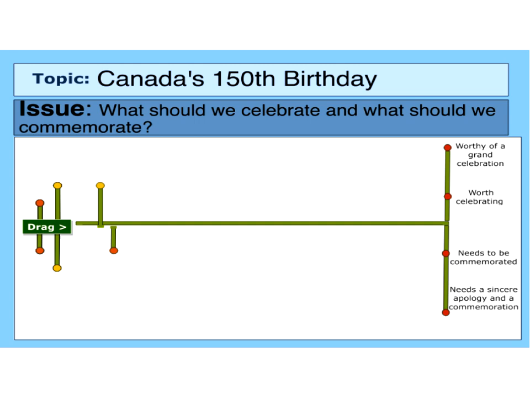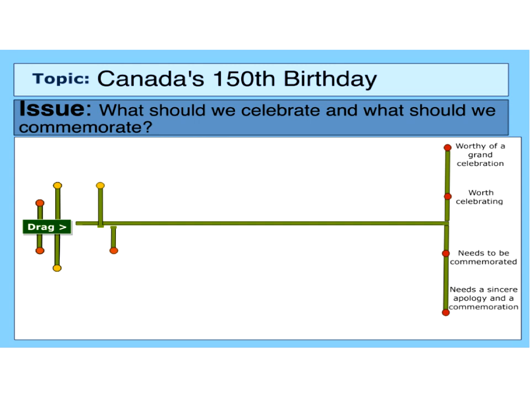Well, it's positive, but I don't think it's a grand celebration. So I put it above the line. No, this is actually a negative event. It should be commemorated. This is a hugely negative event. It should be not only commemorated, there should be a sincere apology. Every time we take a thing, they're going to read about an event, they have to decide, would you put that above the line or below the line? Would you put it way above the line or just a little bit above the line? Notice every day I teach a piece of content, kids have to think about, and you could add perspective into this, above or below the line, how should we decide?